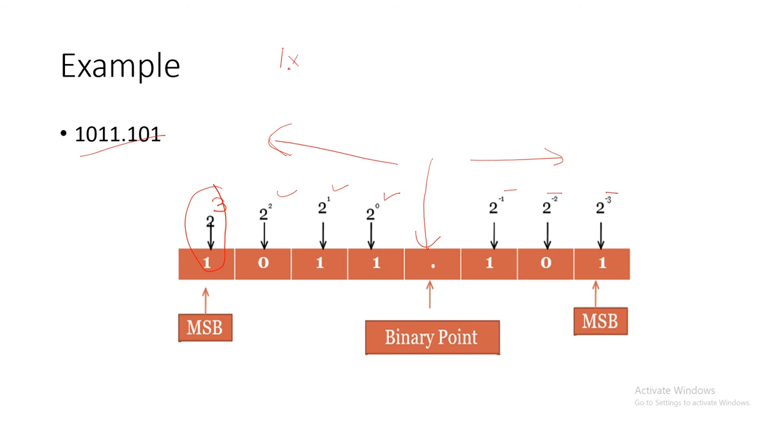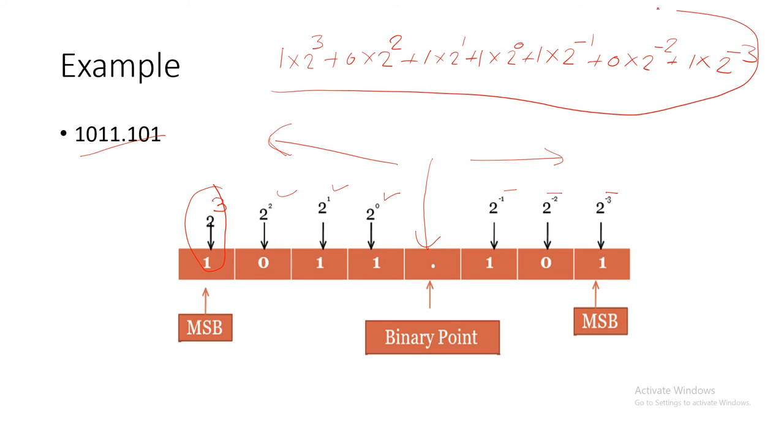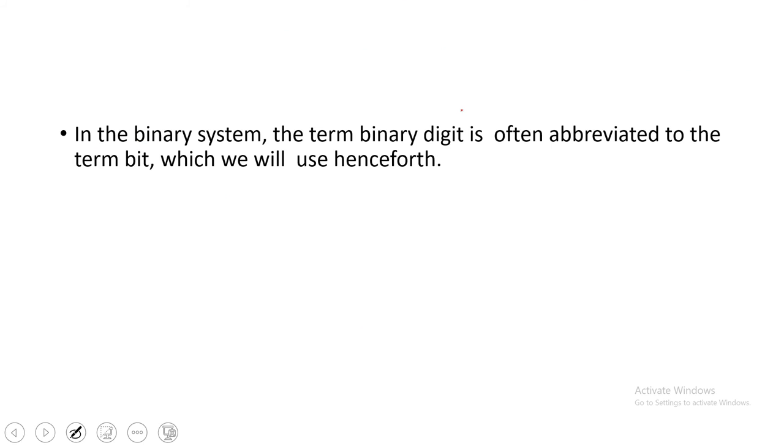So for getting the number, again we have the same concept. It will be 1 into 2 to the power 3 plus 0 into 2 to the power 2 plus 1 into 2 to the power 1 plus 1 into 2 to the power 0 plus 1 into 2 to the power minus 1 plus 0 into 2 to the power minus 2 plus 1 into 2 to the power minus 3. So the concept is the same as in the decimal number system. The positional value concept also applies to the binary number system.